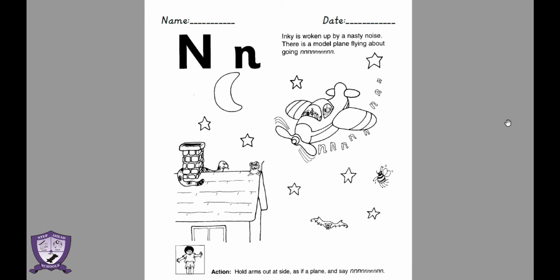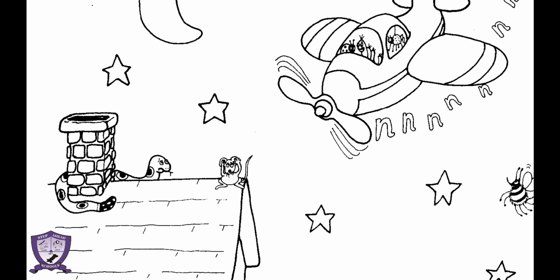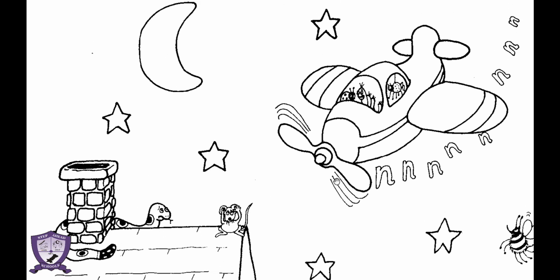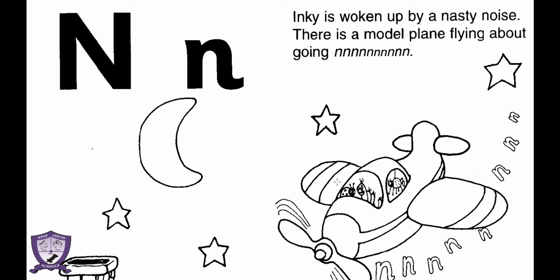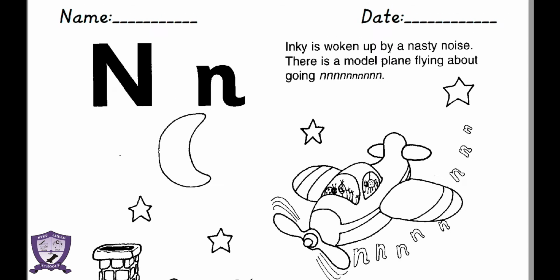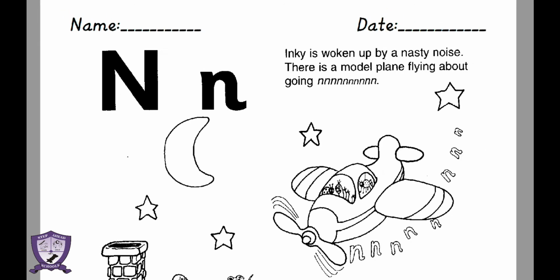Inky, do you know who's Inky? Here it is. Inky is a mouse, and Inky Mouse was sleeping. What happened then? Inky is woken up by a nasty noise. There is a model plane flying about, going nnn. What was the sound of the plane? It was going nnn.